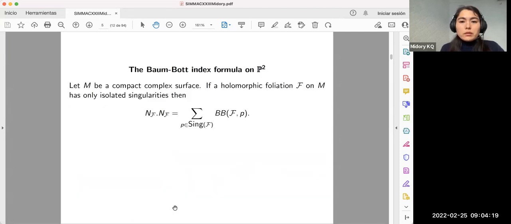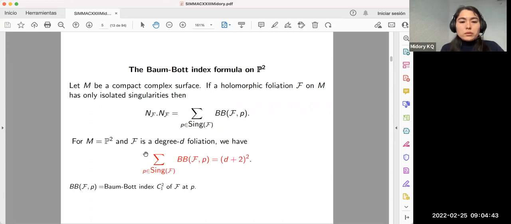The Bott index formula on the projective plane: if M is a compact complex surface and F is a foliation on that surface with only isolated singularities, then the sum of the Bott indexes at all the singularities of the foliation is equal to the self-intersection of the normal bundle. If now the surface is the complex projective plane and F is a foliation of degree d, then the sum is (d plus 2) squared. So we have a fixed number here for any foliation.